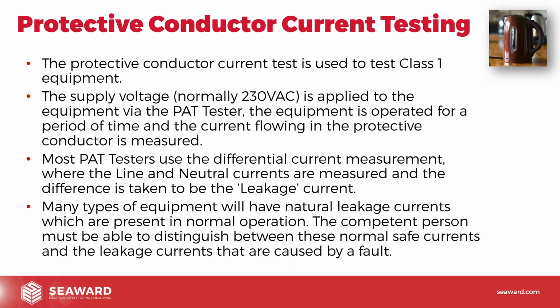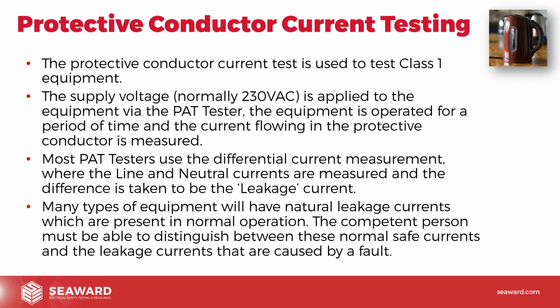In this case, the supply voltage, normally 230 volts AC, is applied to the equipment via the PAT tester. The equipment is operated for a period of time, and the current flowing in the protective conductor is measured. So in theory, we're powering up the equipment and measuring what current flows back down the earth wire, the protective conductor. That current must have come from somewhere, and where it's come from is it's leaked through the insulation. In theory, that's the way it works.